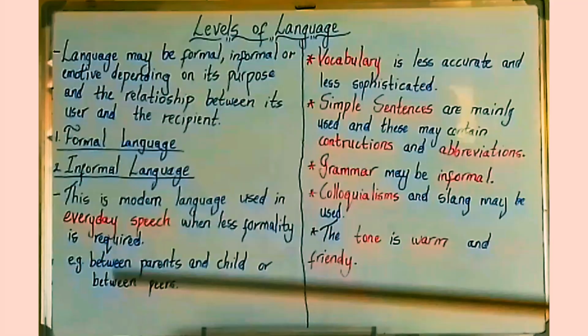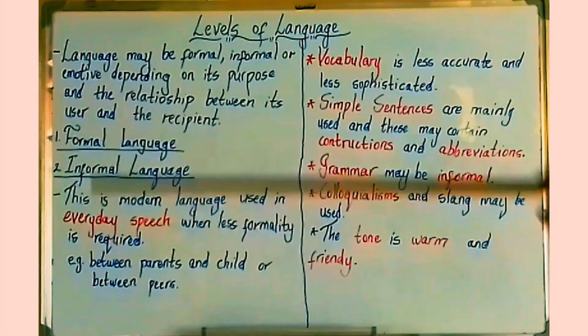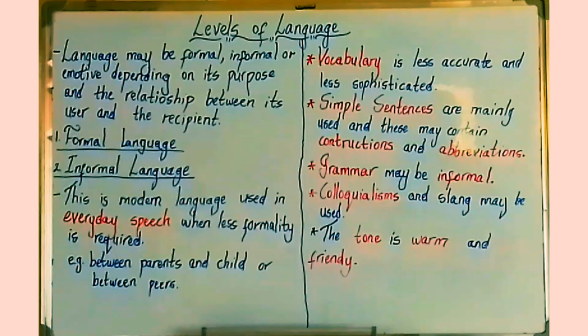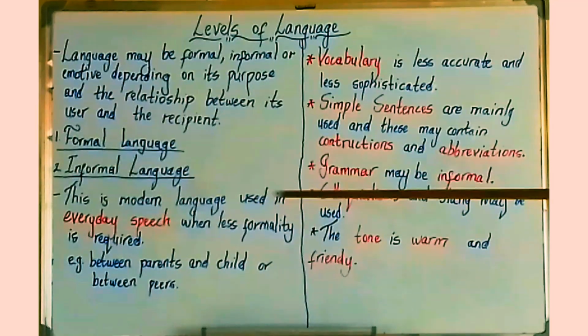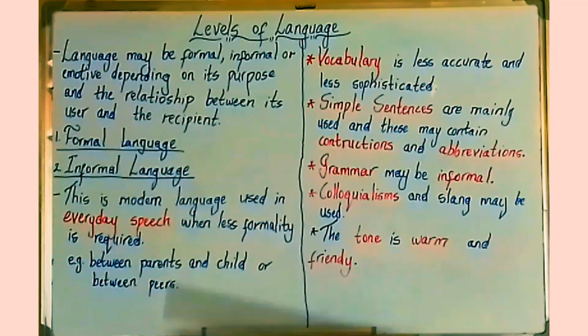So we already studied number one, which is formal language. Today's lesson is about number two, which is informal language. So here are the characteristics of informal language. This is modern language used in everyday speech when less formality is required. So it is modern language, it is used in everyday speech, and it doesn't require any formality.